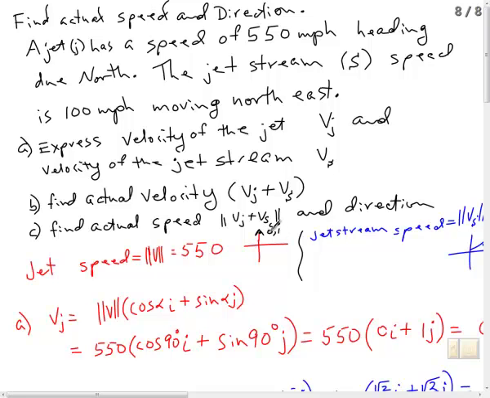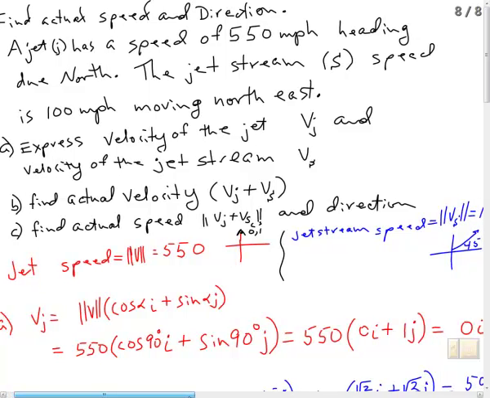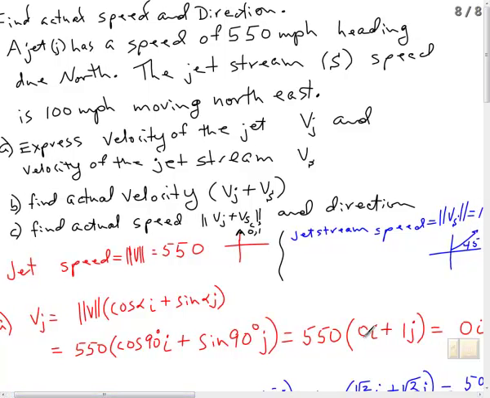So cosine is 0 at 90 degrees and sine is 1 at 90 degrees. So here we go. We have our magnitude is 550, parentheses, cosine 90 degrees i plus sine 90 degrees j. And so that will give us 550, since cosine at 90 is 0, this would be 0i, and sine at 90 is 1, so that would be 1j.